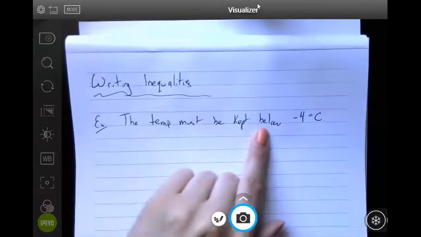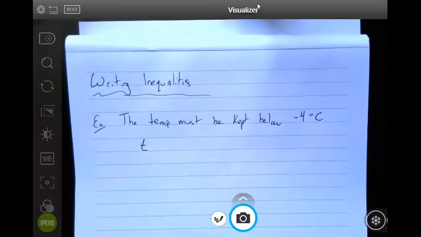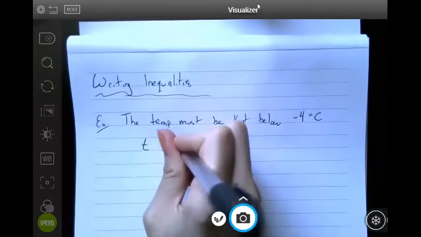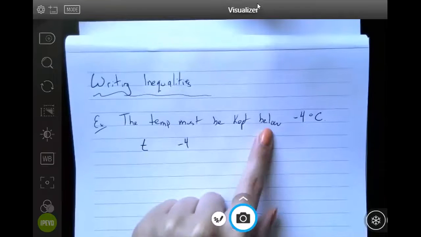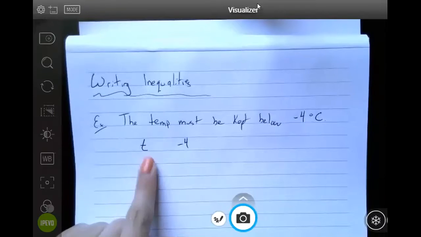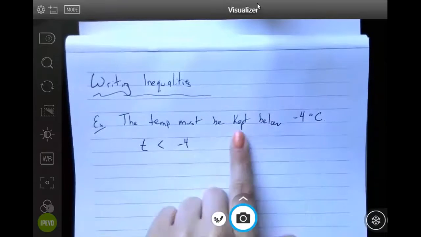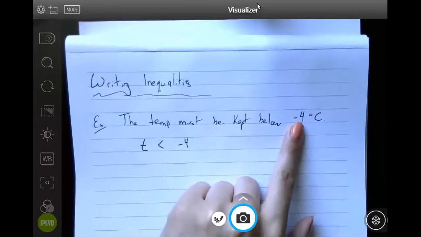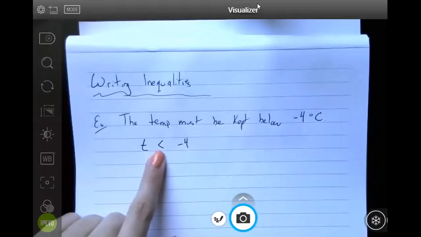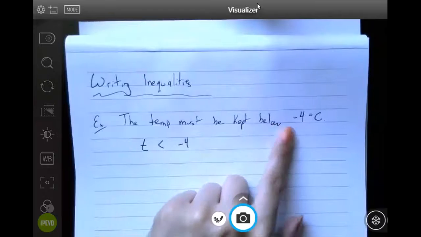So it says the temperature must be kept below -4 degrees Celsius. So I'm going to use T for temperature. And then obviously my number is -4. And then I just have to figure out what symbol goes in between them. So because the temperature has to be below -4, that means the temperature must be less than -4. And it says it has to be below -4, which means it cannot be exactly -4. So that's why we don't put the little or equal to sign here. The temperature is less than -4. It cannot be exactly -4.